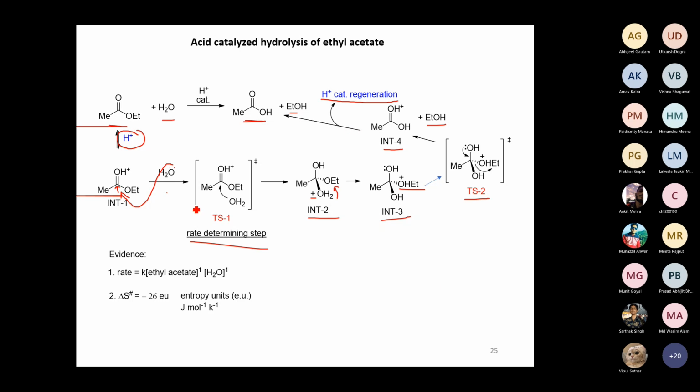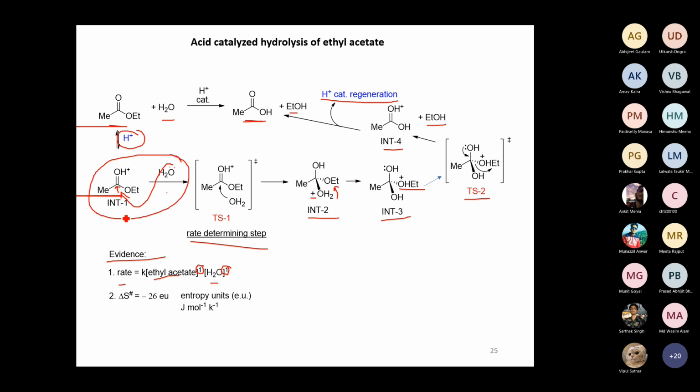So this is the experimental result. I'm telling the answer: the rate is equal to k times the concentration of ethyl acetate times the concentration of water. This is second order kinetics, first order with respect to ethyl acetate and first order with respect to water. So what does it mean? Whatever the rate determining step, both are involved. One molecule of ethyl acetate and one molecule of water are involved in the rate determining step. So which step might it be? It looks like this is the step, right?